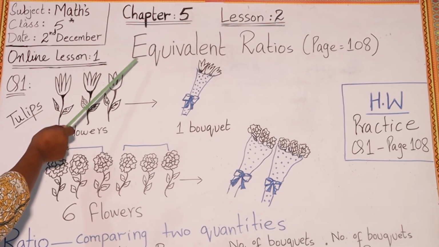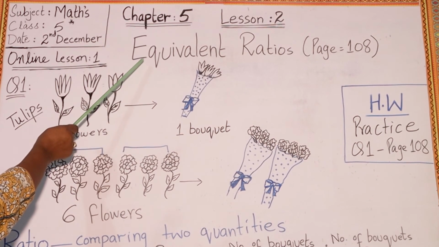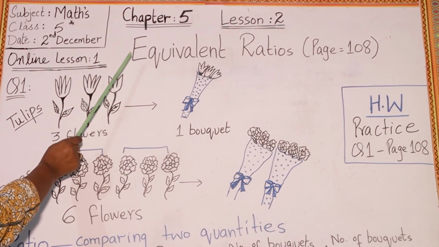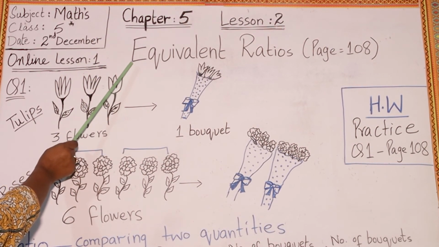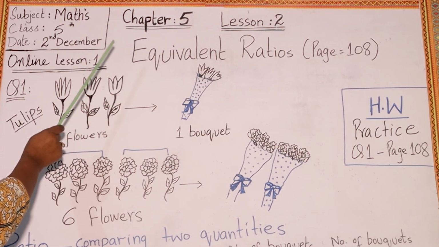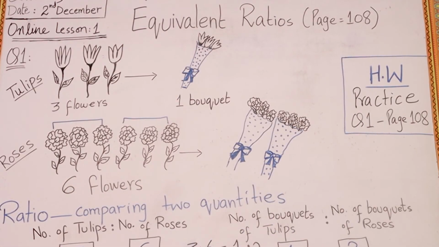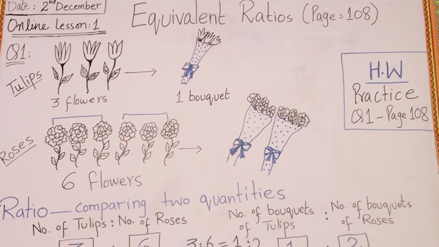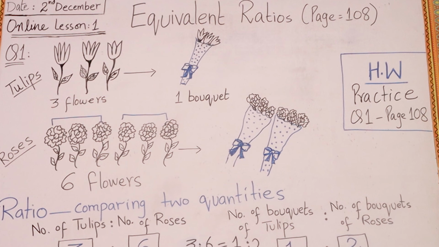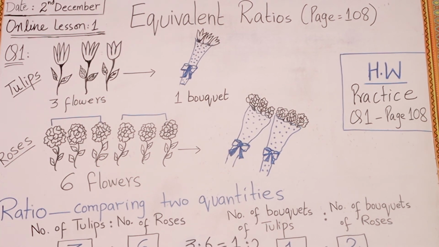Again, equivalent ratios can be obtained by dividing or multiplying the ratio. So it is similar to equivalent fractions. We get equivalent ratios when we multiply the given ratio or when we divide the given ratio.